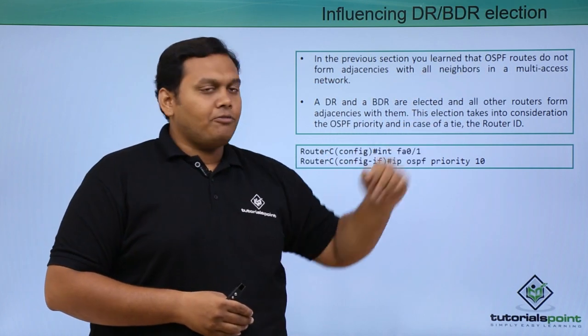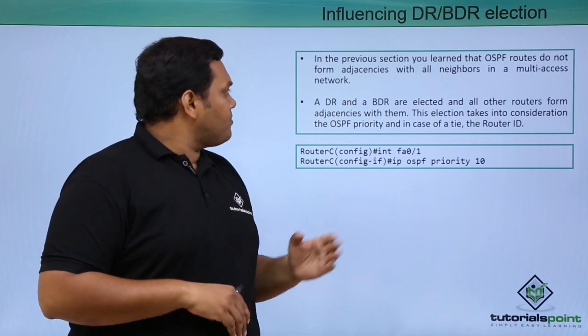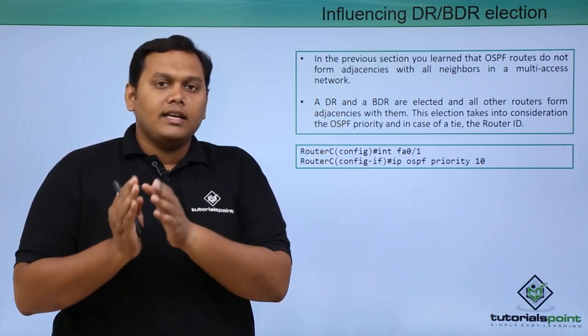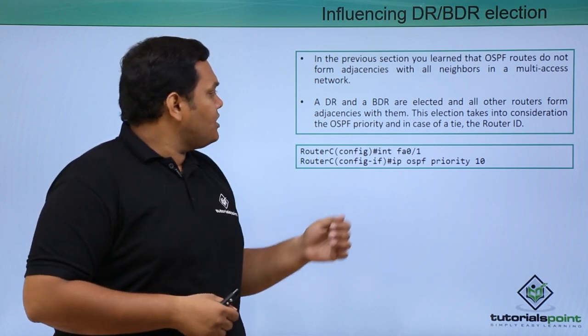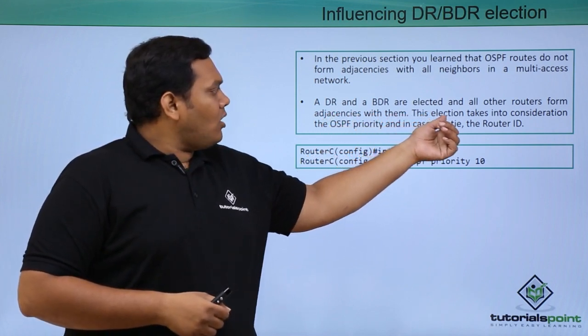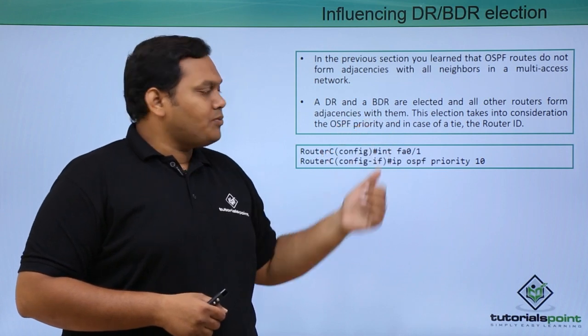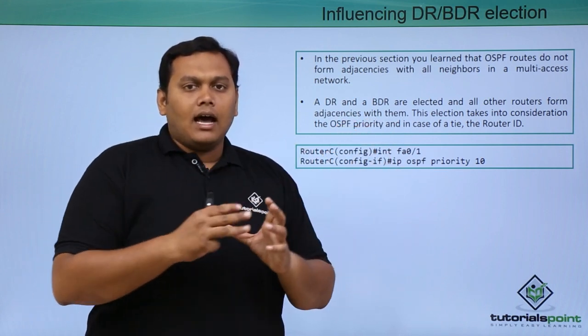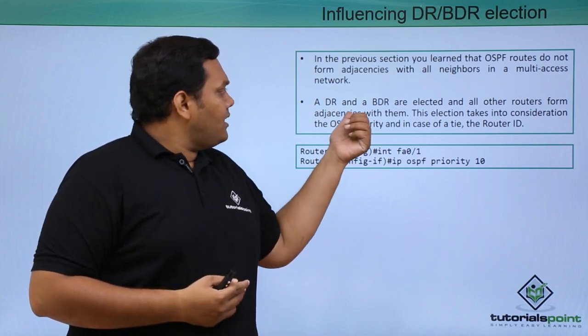Since the adjacencies are not formed with all the neighbors, what is the concept? The concept is that a DR and a BDR are elected. So, how are a DR and BDR elected here? A DR and a BDR are elected, and the other routers form adjacencies with them. So, adjacencies are not formed with all the neighbors, but with the routers where the DR and BDR are elected.